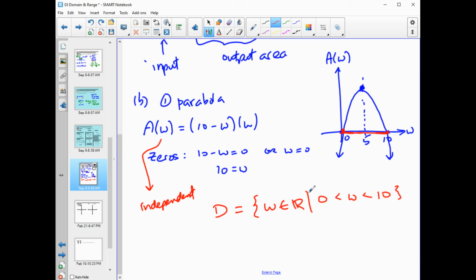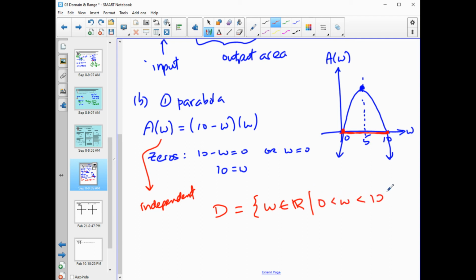Oh, you know what? Actually, I'm sorry. I need to backtrack a little bit there, because we're talking about the real world. If we're not talking about the real world, then the domain on W, it's just a quadratic. It would be W is a member of R. But if we take a look at our graph, if we think about what that means, we know that the area of a rectangle has to be some positive number. So it's W member of R, so that W is between 0 and 10.